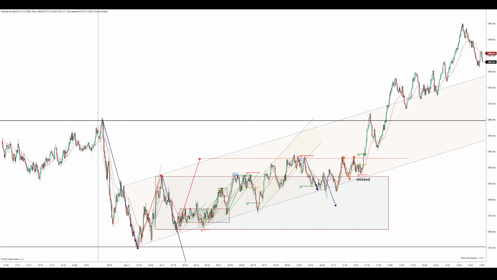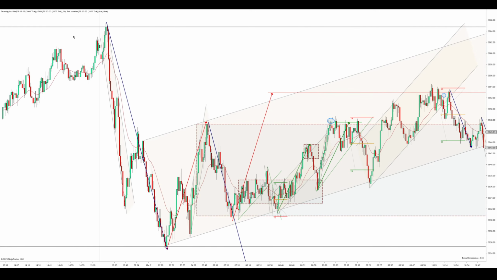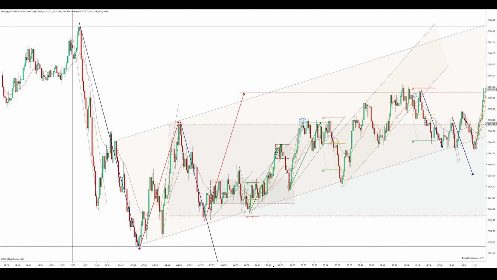I'm trading the ES futures on a 2000 tick chart with a 21 EMA. So I got my overnight highs up here, overnight lows down here. Now, this is our overnight range, and notice these measured moves here.